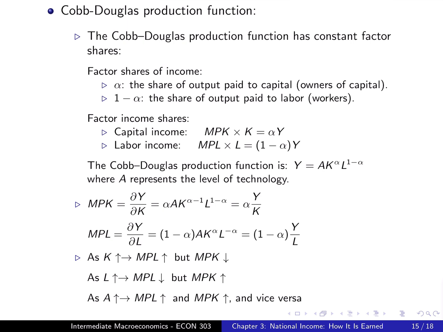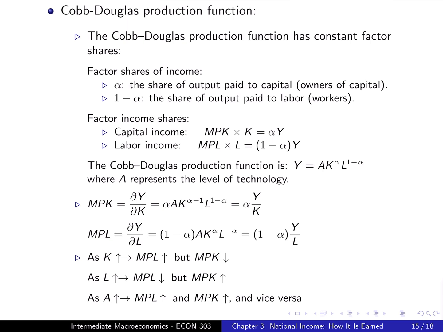This tells us how much additional output is produced when we increase capital by 1 unit, holding labor fixed. Marginal product of labor, MPL, is the partial derivative of Y with respect to labor L, and it equals dY over dL, that equals 1 minus alpha times A K to the exponent alpha, L to the exponent negative alpha, that equals 1 minus alpha times Y over L.